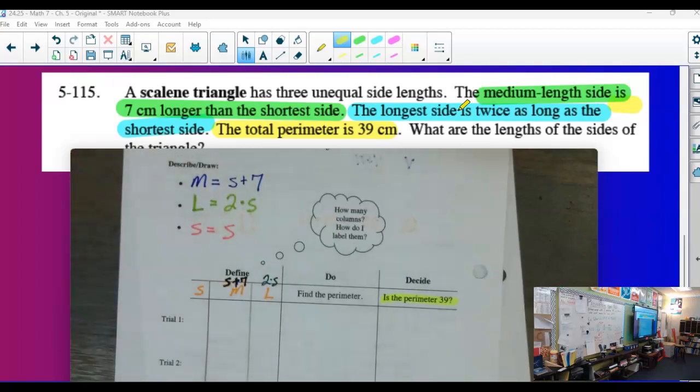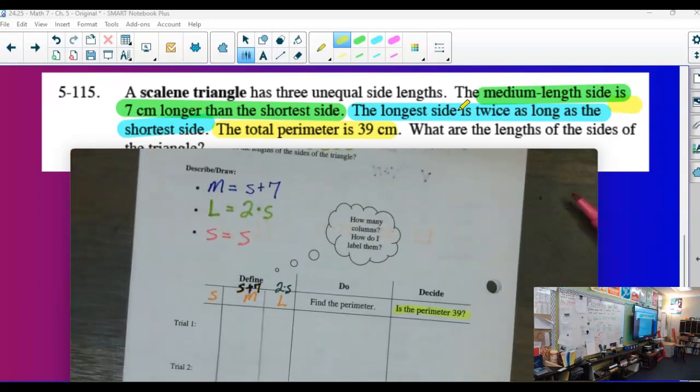You can make this more than just 3 trials. But if we're trying to get a perimeter of 39, would it make sense to make my short side 30? No. So think before you guess. Excuse me, I don't want us to guess together.